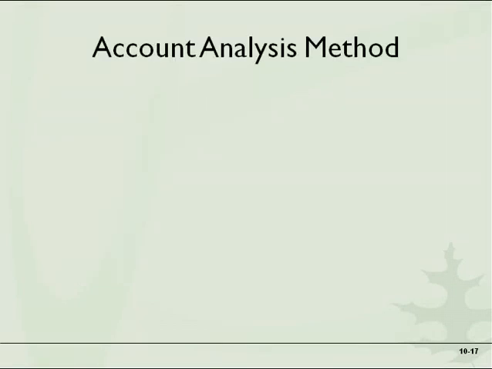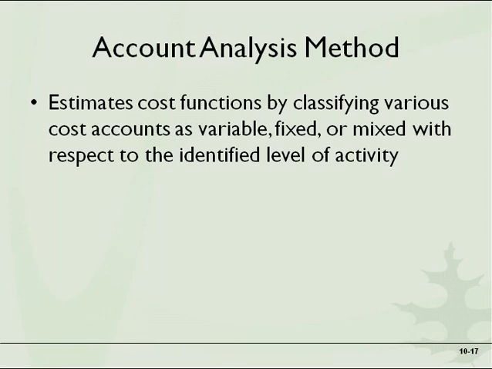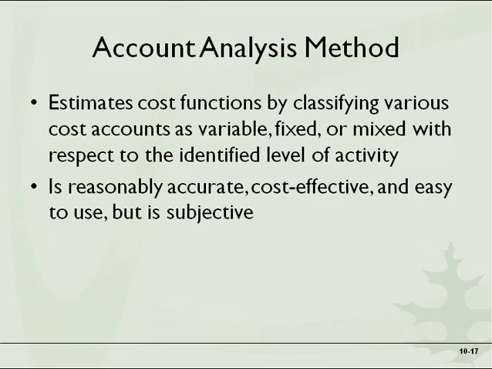Now, the account analysis method is very common. Here, estimates of cost functions are made by classifying cost accounts as variable, fixed, or mixed with respect to the identified level of activity. So what we do is we take a look at the general ledger, and then we make a determination based on some analysis of the account, or maybe the accountant's perspective, or maybe an analyst's perspective, and we determine which ones are fixed, which ones are variable, and perhaps which ones are, say, 40% fixed and 60% variable. Okay, it can be reasonably accurate, cost effective, and easy to use, but certainly it's subjective.